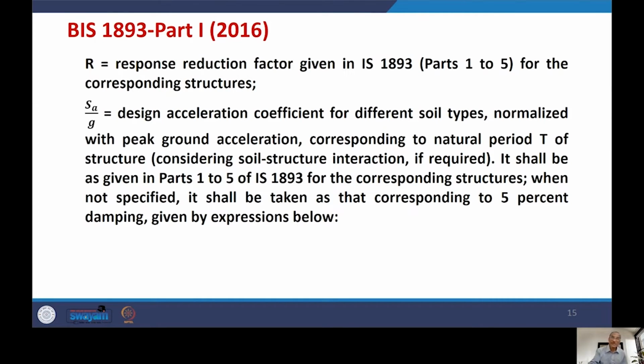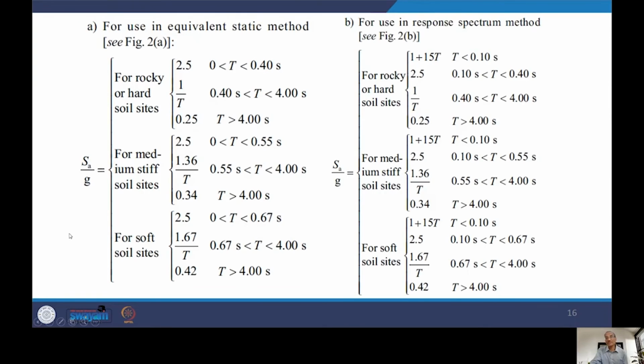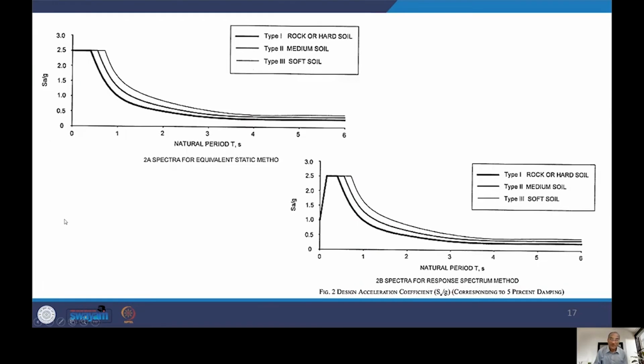So considering the natural period T of the structure, Sa by g, which is the design horizontal acceleration coefficient, is determined. This is a coefficient normalized with peak ground acceleration. That means to convert Sa by g into Sa, we multiply by the peak ground acceleration. It shall be as given in Parts 1 to 5 of IS 1893 for the corresponding 5% damping, given by expressions below. Sa by g can be determined from this expression, but rather than using it, let's come straight to the figures.